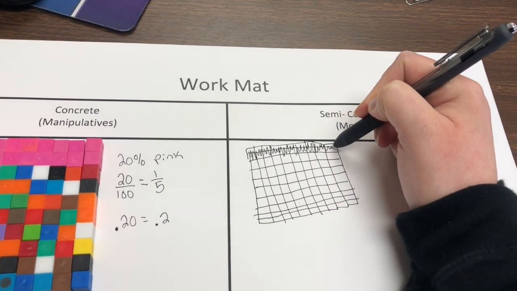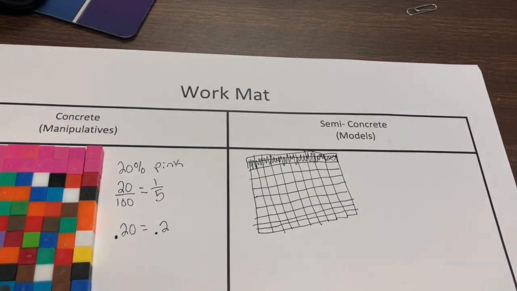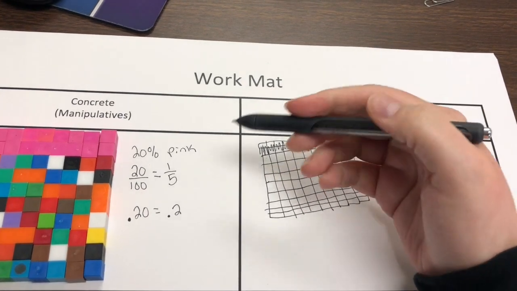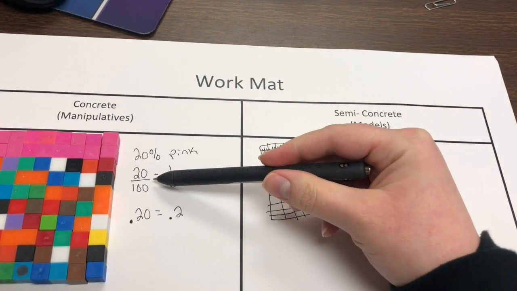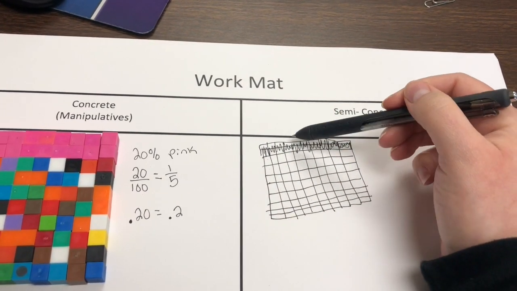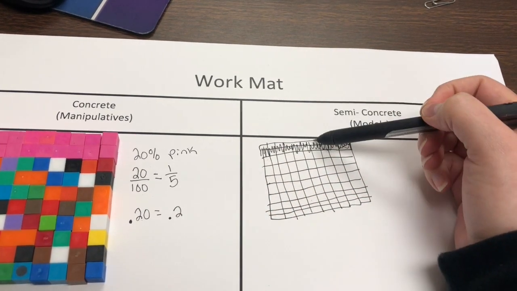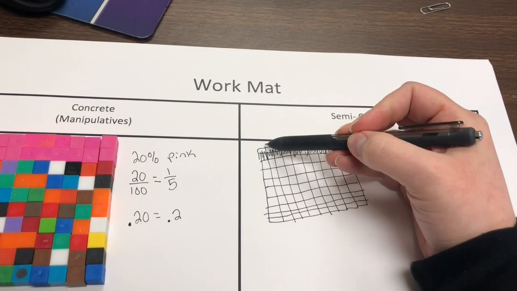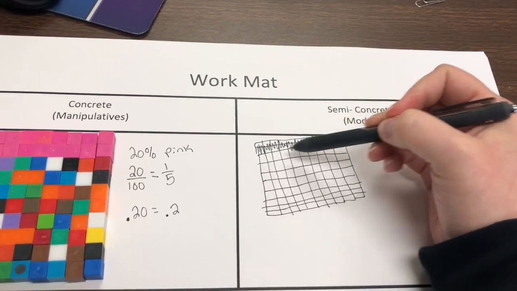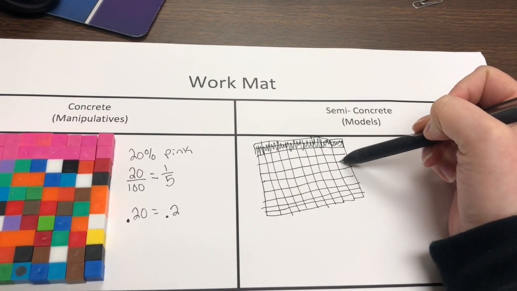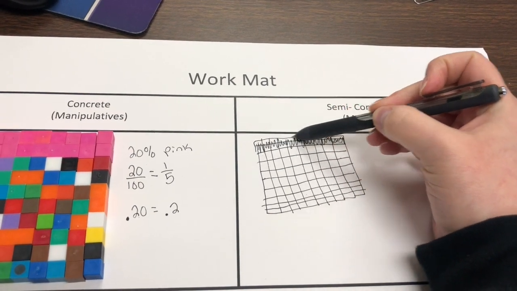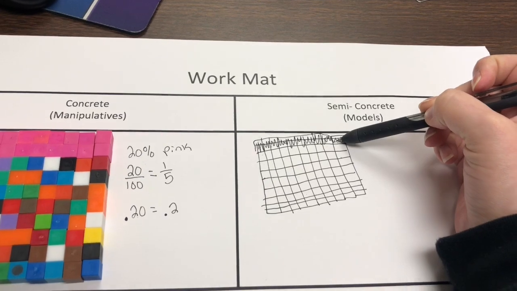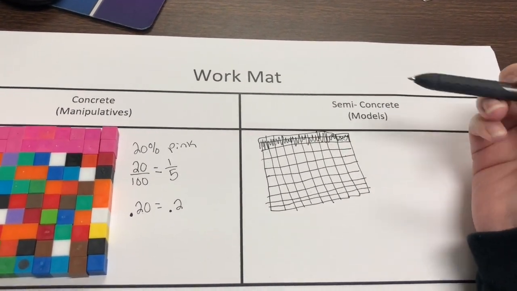the first 2 rows. So that could represent my 20%, my 1/5, or my 20 over 100, and my 20 hundredths or 2/10. Because if you look, each one of these rows is a 10th because there's 10 blocks. So 2 of those 10th blocks are shaded, so that would be 2/10.